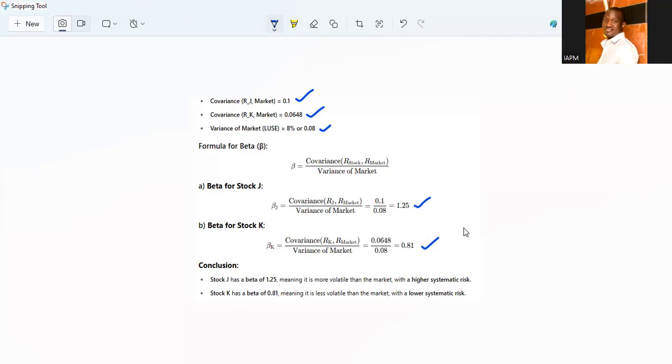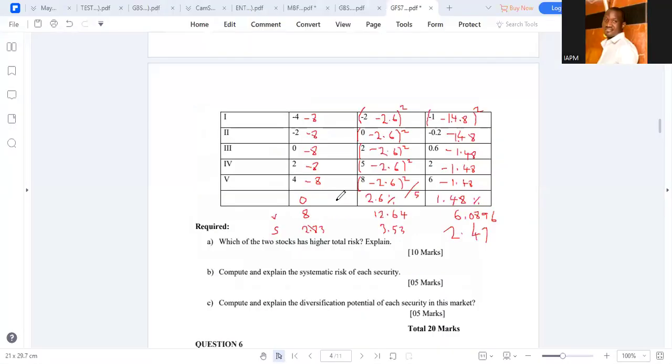Okay. How about the beta for K, which is 0.81? What does it mean? It's less volatile. When it is exactly 1, it means it's moving alongside the market, isn't it? Yes, it's an interpretation. So we take it the beta for the market will always be 1. If you're just moving along with the market, anything above it is more volatile, and anything below it is less volatile.